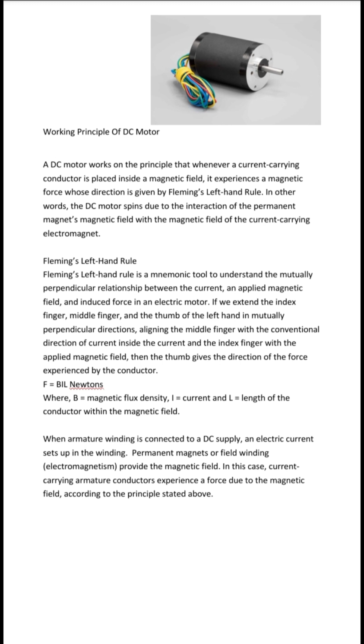F is equal to BIL newtons, where B is the magnetic flux density, and I and L stand for current and length of the conductor within the magnetic field. When the armature winding is connected to a DC supply, an electric current is set up in the winding. Permanent magnets or field winding electromagnetism provide the magnetic field. In this case, current-carrying armature conductors experience a force due to the magnetic field, according to the principle stated above.